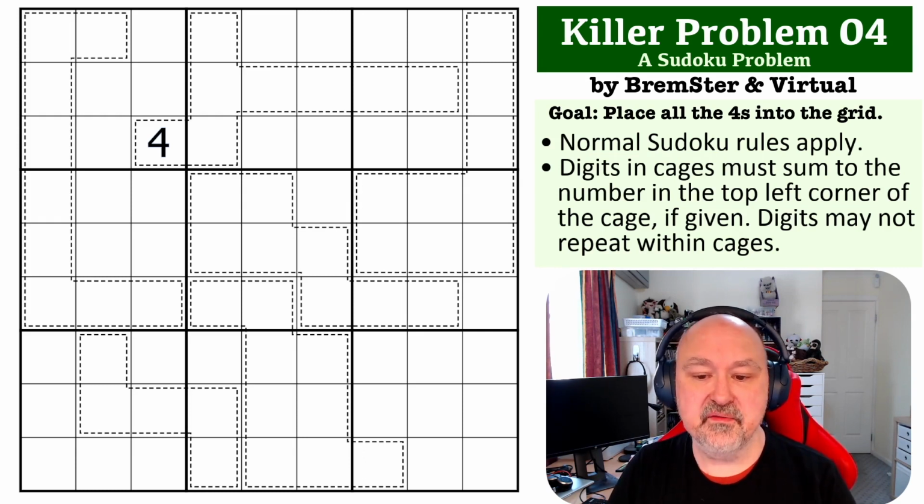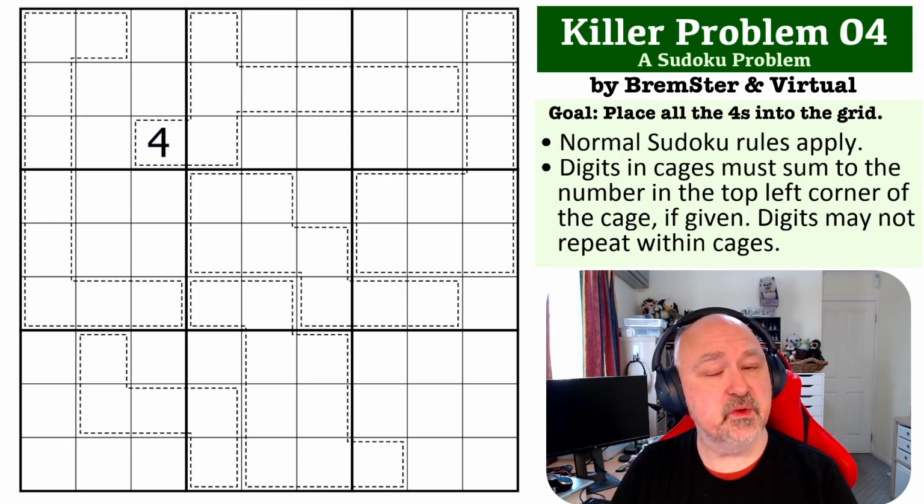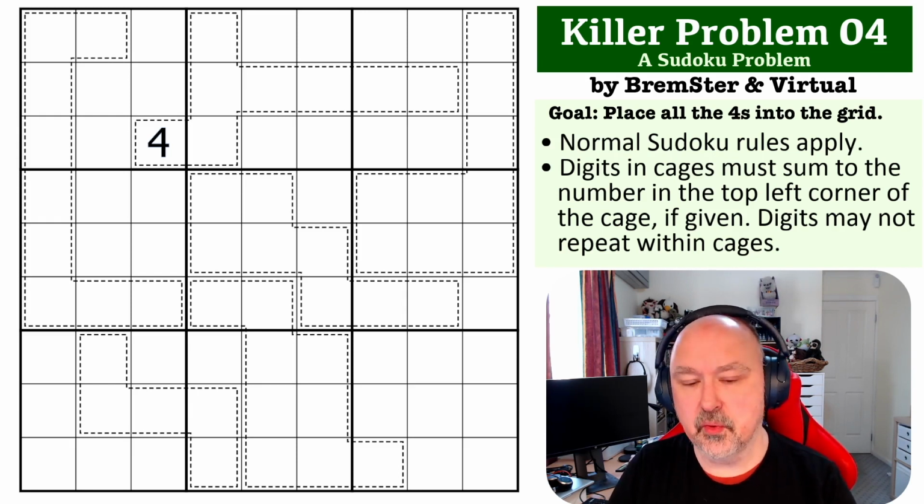So we have killer cages in this where the digits must sum to the number in the top left corner of the cage. If given, there are no given digits. Digits may not repeat within cages, however, and that's what's important for this one.